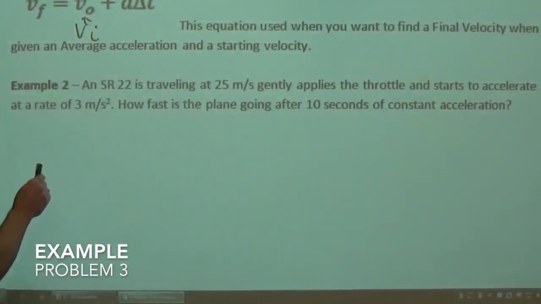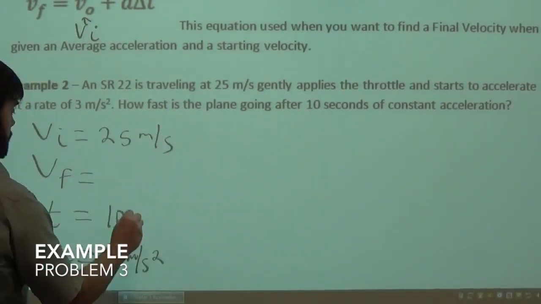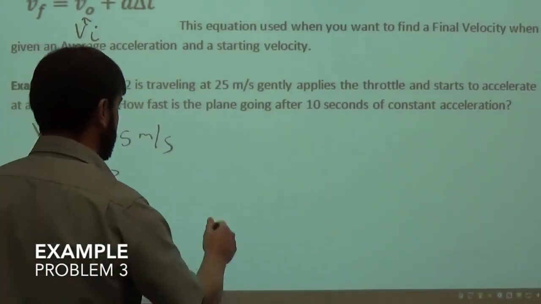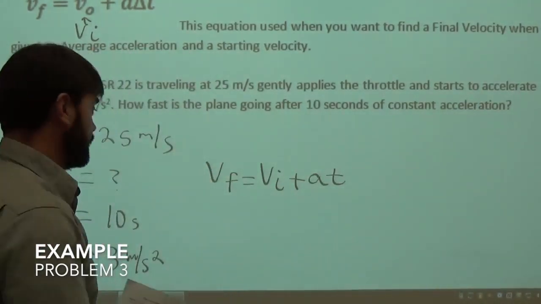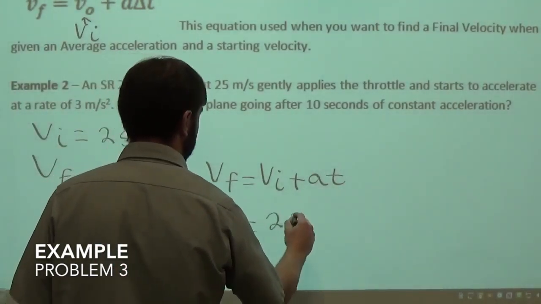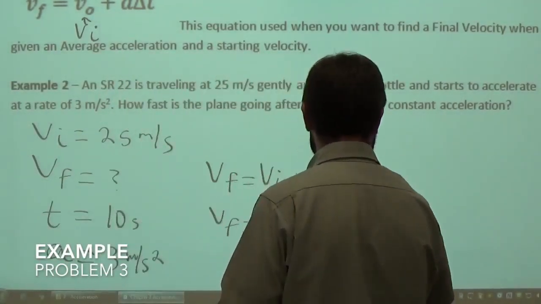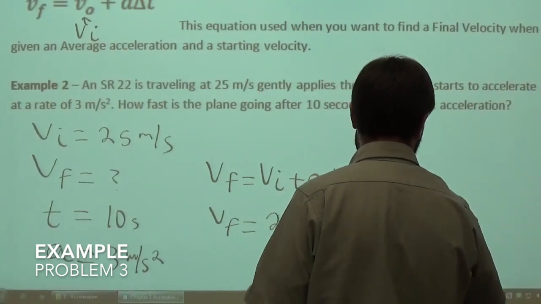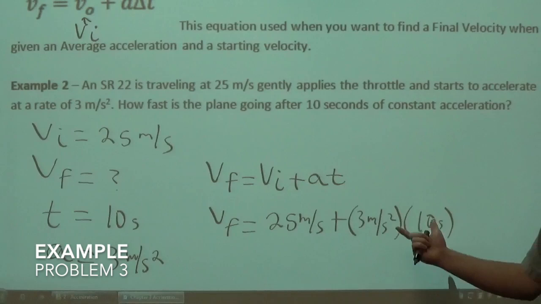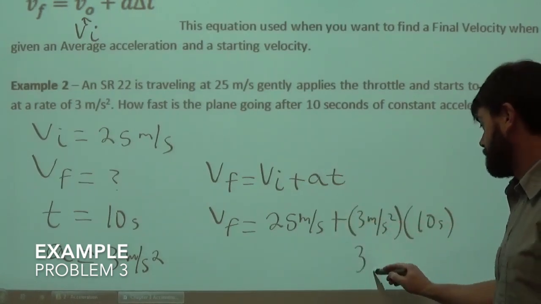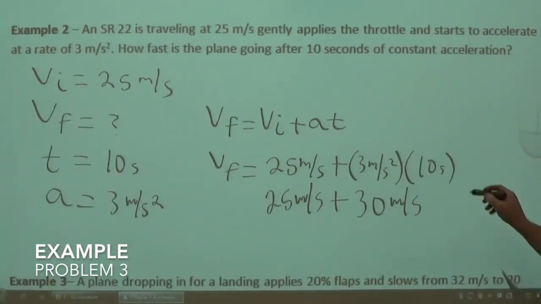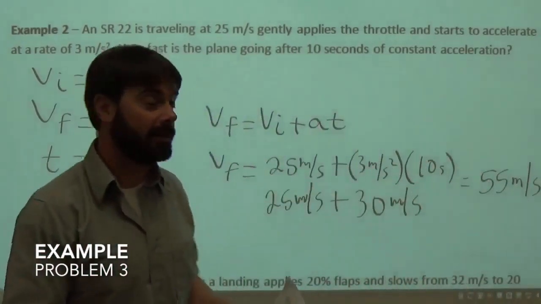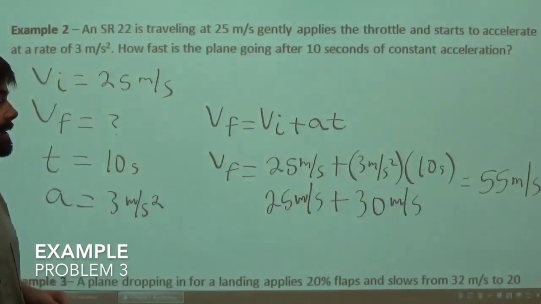List your variables. List the equation that you're going to use. Then plug in the values and solve. Follow order of operations, multiply, then add. And the final velocity that you'll get is 55 meters per second after the plane has accelerated.